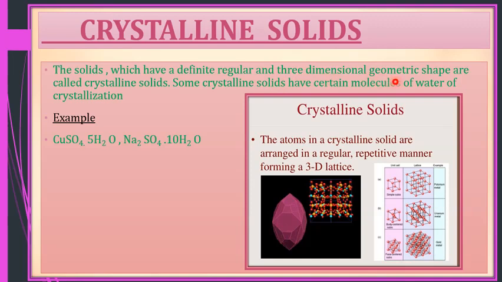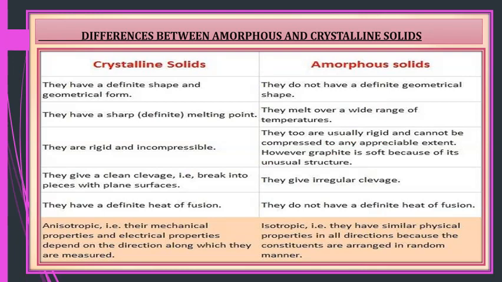Sodium sulfate with 10 molecules of water. The atoms in a crystalline solid are arranged in a regular, repetitive manner, forming a 3D lattice structure. These are called crystalline solids. Here is the difference between amorphous and crystalline solids, so you can easily understand the concept of crystalline solids and amorphous solids.